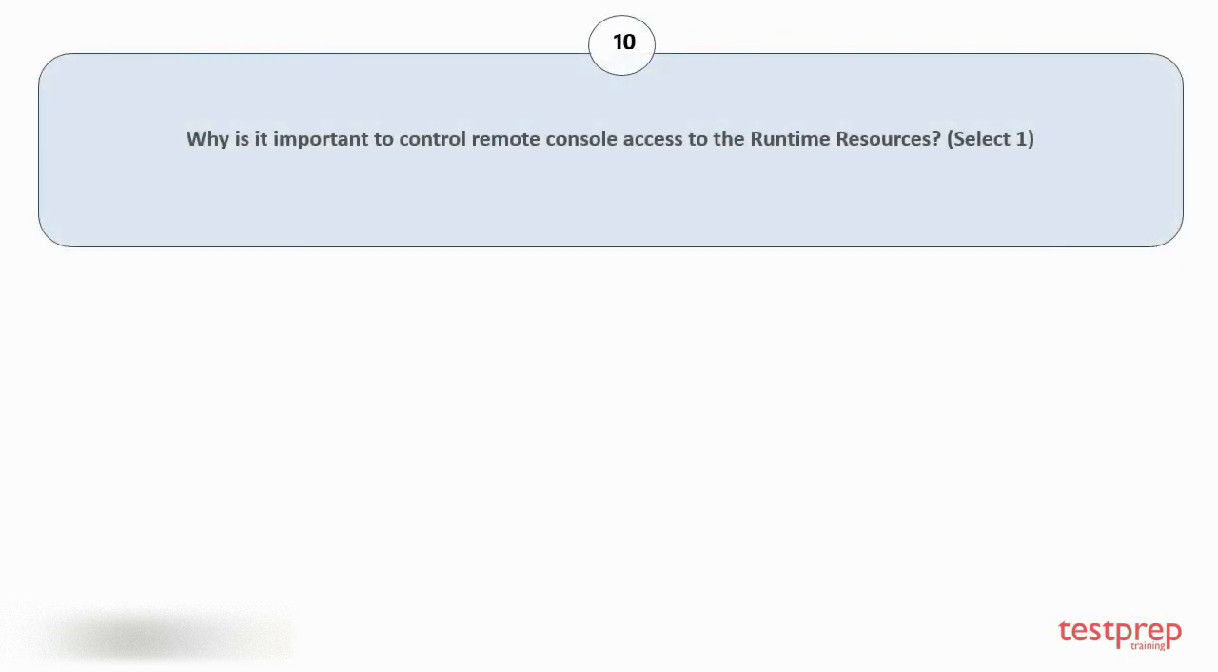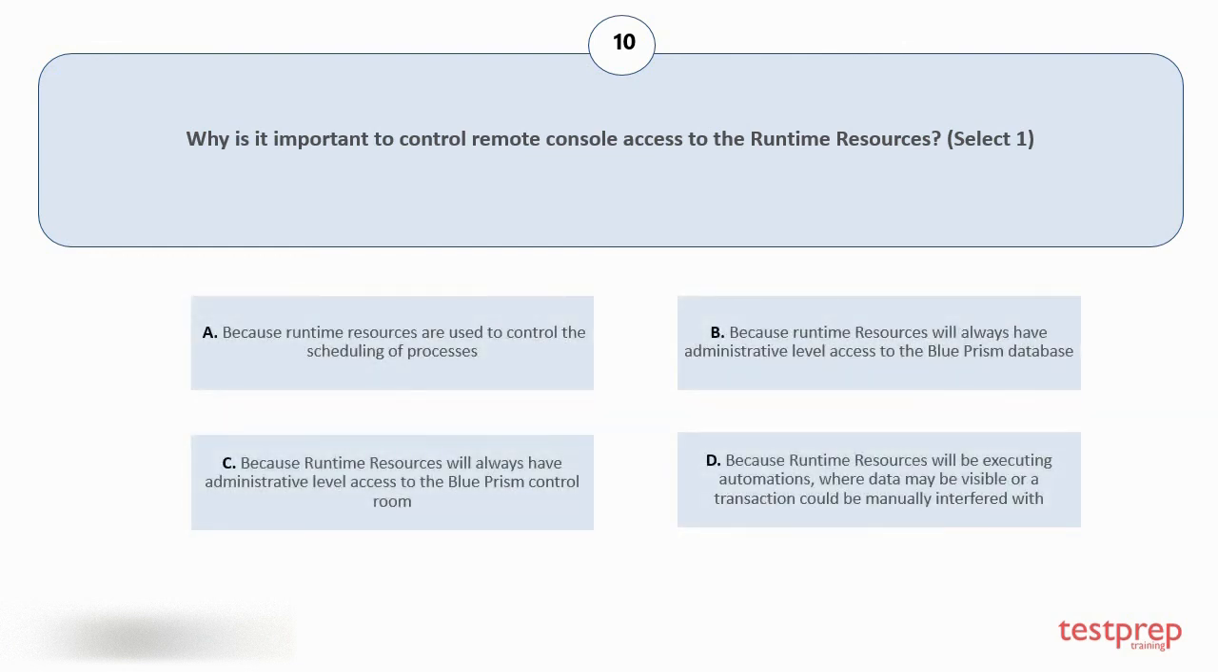Question number 10. Why is it important to control remote console access to the runtime resources? Select 1. Your options are A. Because runtime resources are used to control the scheduling of processes. B. Because runtime resources will always have administrative-level access to the Blue Prism database. C. Because runtime resources will always have administrative-level access to the Blue Prism control room. D. Because runtime resources will be executing automations, where data may be visible or a transaction could be manually interfered with. The correct answer is option D.